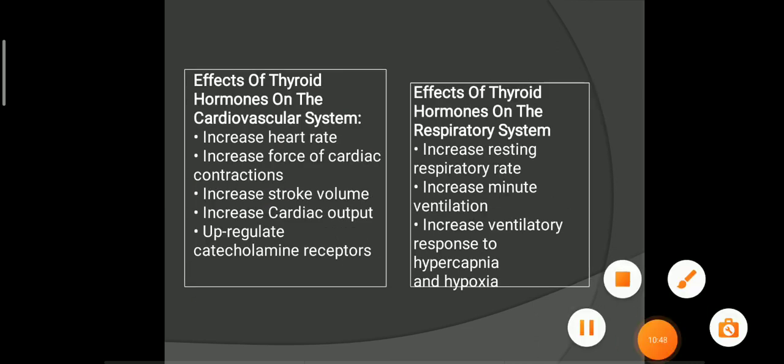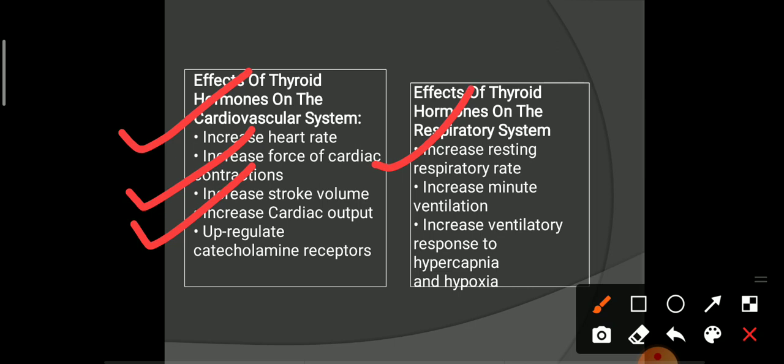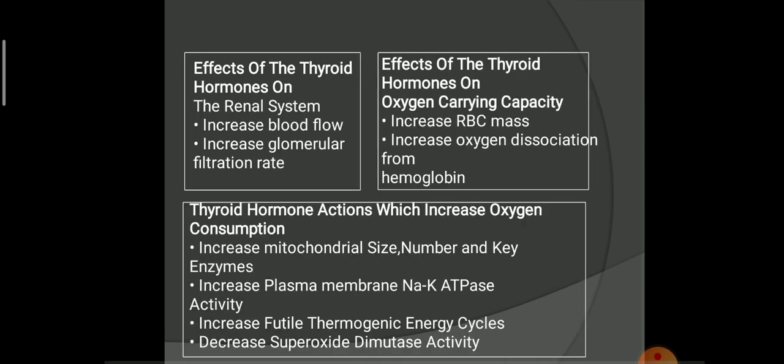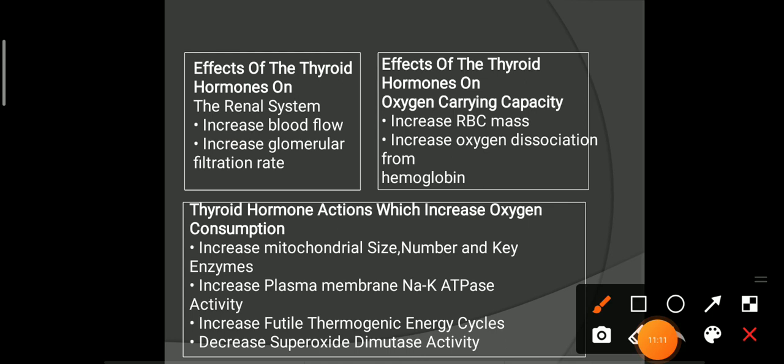Now let us discuss the effect of thyroid hormone initially on the heart. It increases the heart rate, it increases the stroke volume, it increases the cardiac output. When coming to the respiratory system, it increases the respiratory rate, it increases the minute ventilation. Next, when coming to the renal system, we already said that it inhibits the calcium reabsorption from the kidney, and thereby it increases the glomerular filtration rate.